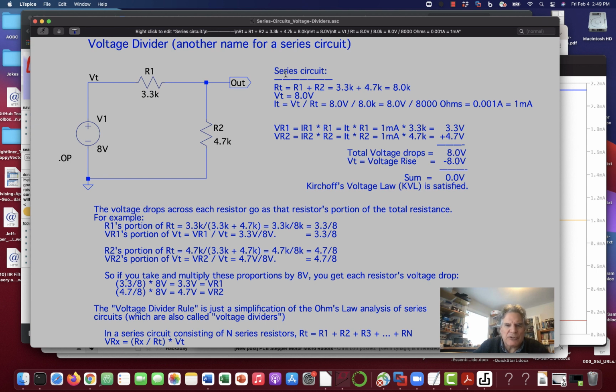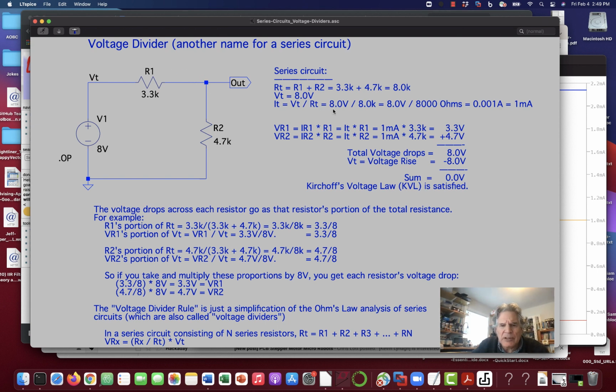So we have a series circuit. We can look at the total resistance first. R total equals the sum of the resistances. Here it's 3.3K plus 4.7K, which gives us 8K ohms. V total is 8 volts. So the total current that's going to flow here is the total voltage applied to the total resistance.